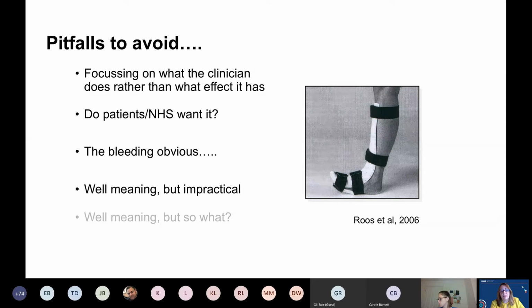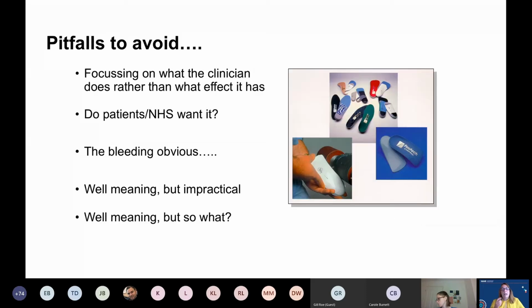Almost all of them reported adverse events, but across the board, all of them, because it was a night splint, reported fairly significant sleep disturbances. And again, it's kind of not really thinking about the practical implications of the actual treatment and how it's going to impact on patients. And there's also the well-meaning but so what.